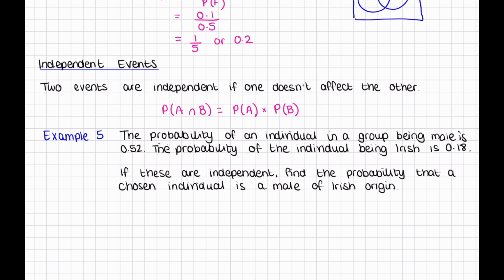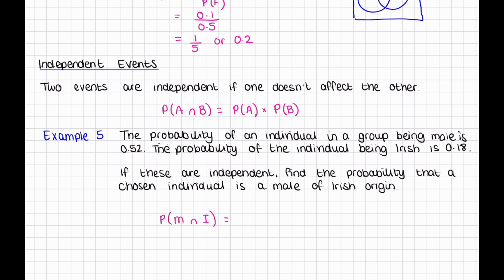The probability of an individual in a group being male is 0.52. The probability of the individual being Irish is 0.18. If these are independent, find the probability that a chosen individual is a male of Irish origin. In this question, we are told they are independent, which means we can use the rule above to work out the probability of male and Irish origin.